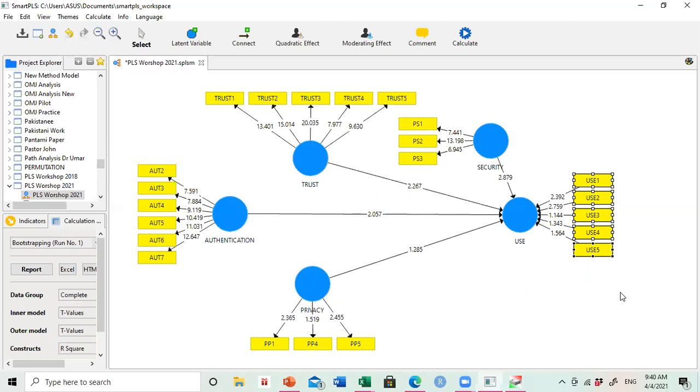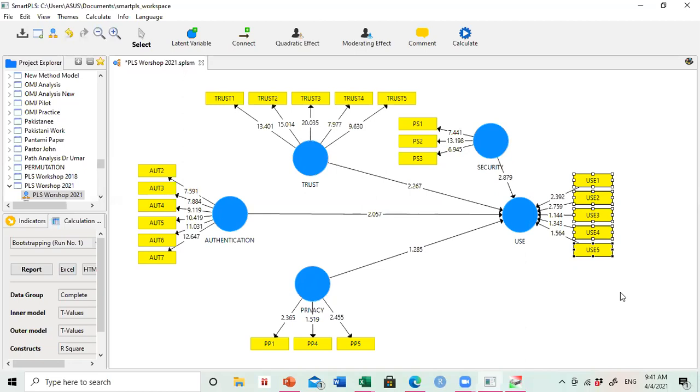Deletion of formative items is not easy, especially when you have what they call composite indicators. If you have causal indicators, I will talk about them, you can delete because it's not complete.